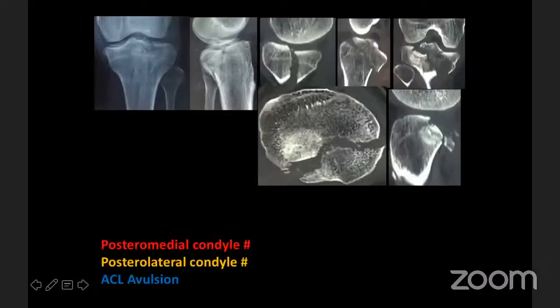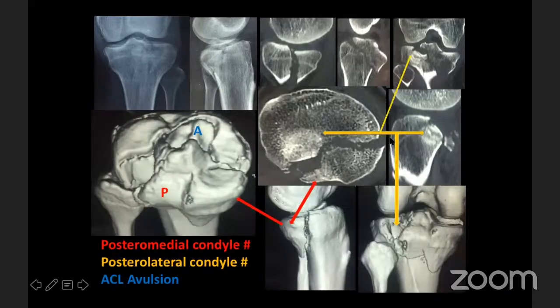Another one, this is posterior bicondylar tibia. Now, this pattern is a classic pathognomonic injury. This is the coronal posterior medial condyle. This is the depressed posterior condyle. And this is the displaced posterior medial condyle. Okay. And this is 3DCT.